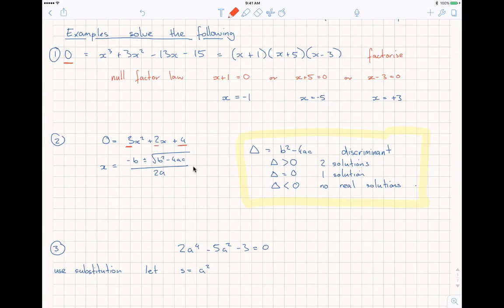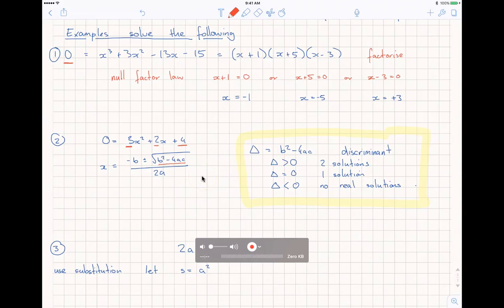Before we proceed with the formula, we have to make sure whether there actually does exist any solution. So the expression under the square root sign, b squared minus 4ac, remember that that's called the discriminant. If we work that out and it's greater than 0, there are two solutions. If it equals 0, there's only one solution. And if it's less than 0, there's no real solutions, because of course we can't have the square root of a negative number. So that's why if the discriminant is less than 0, there's no real solutions.